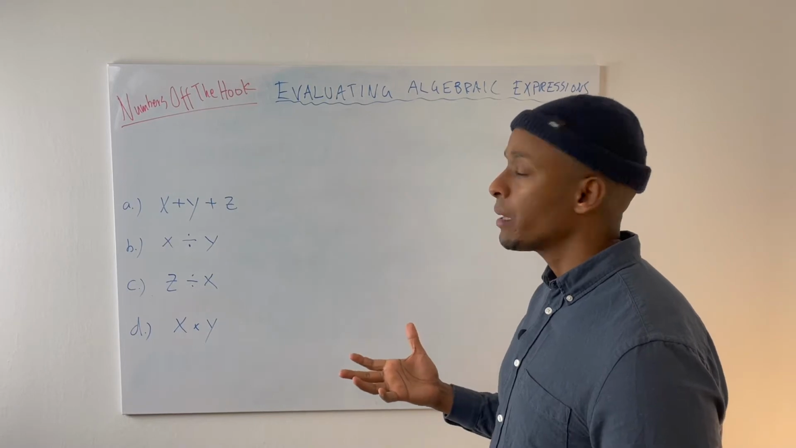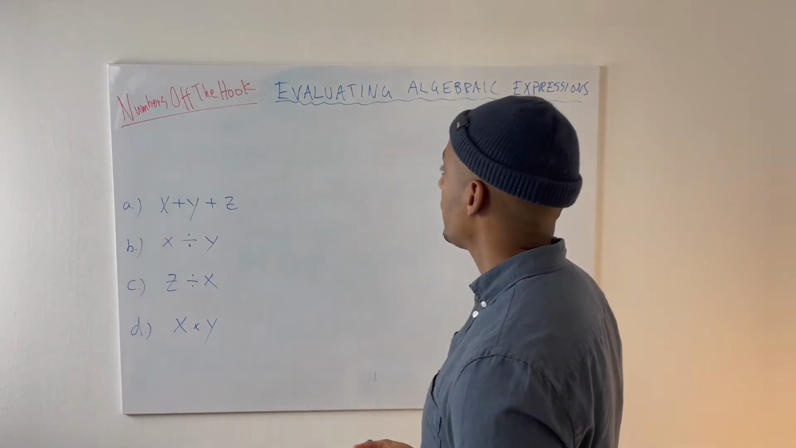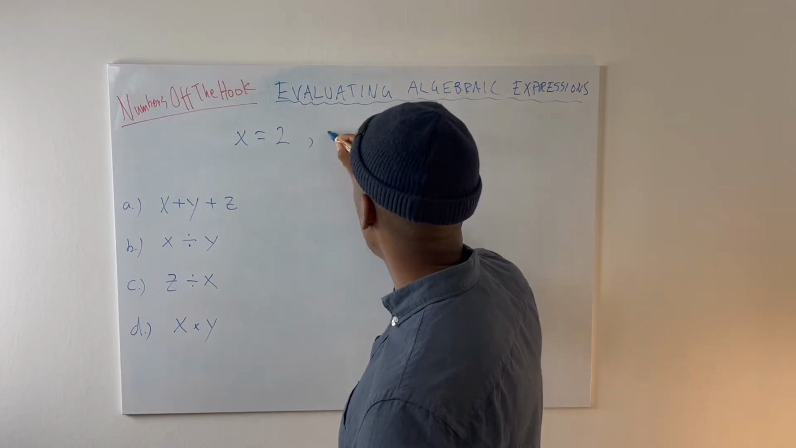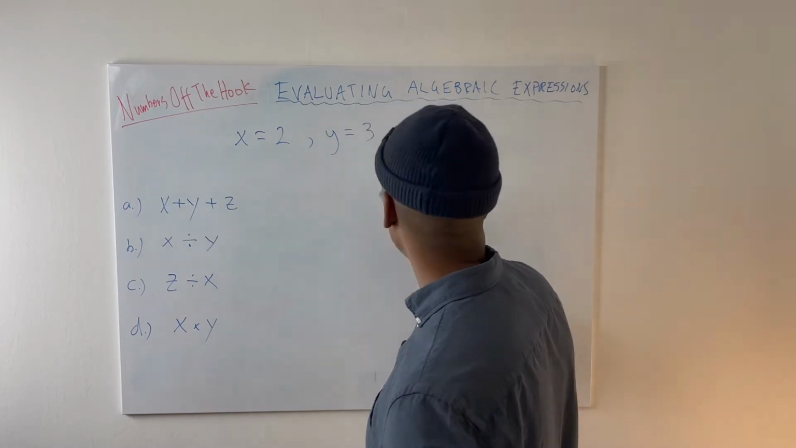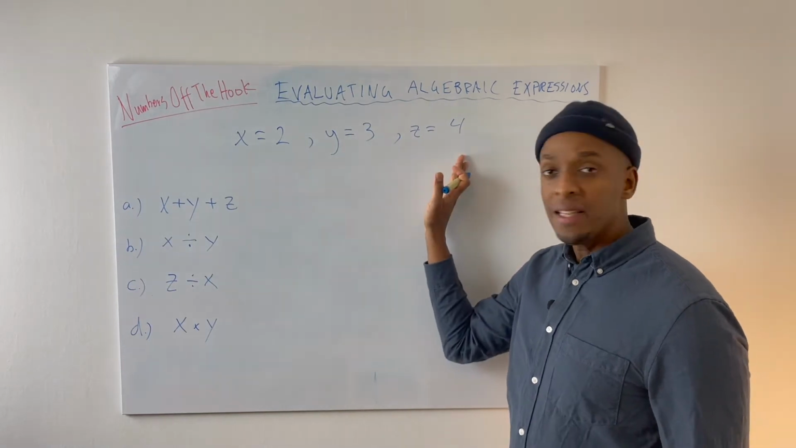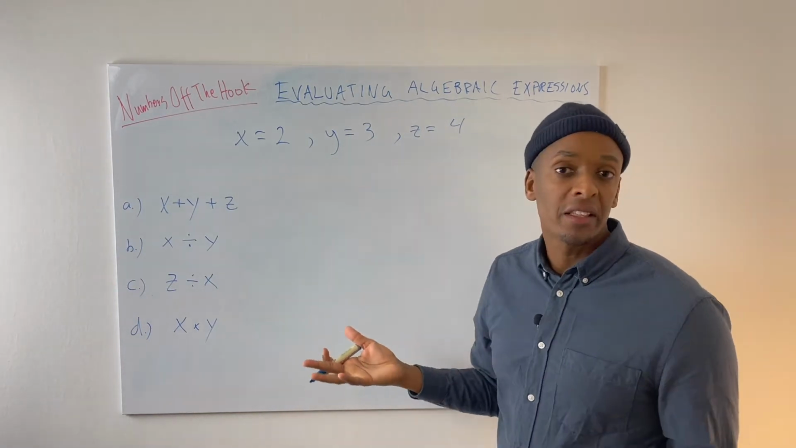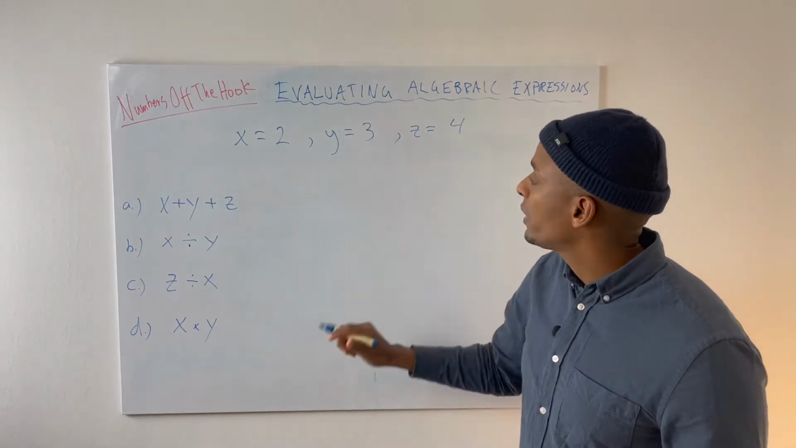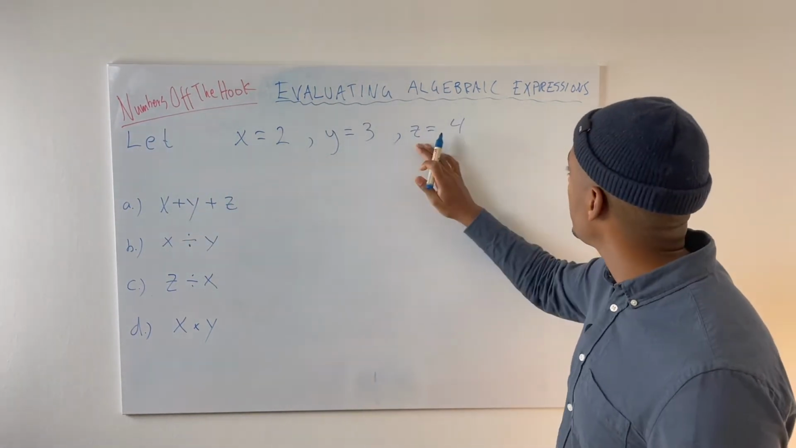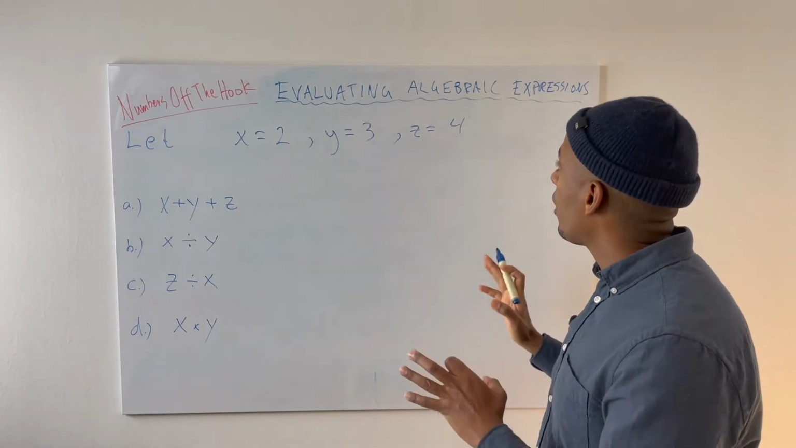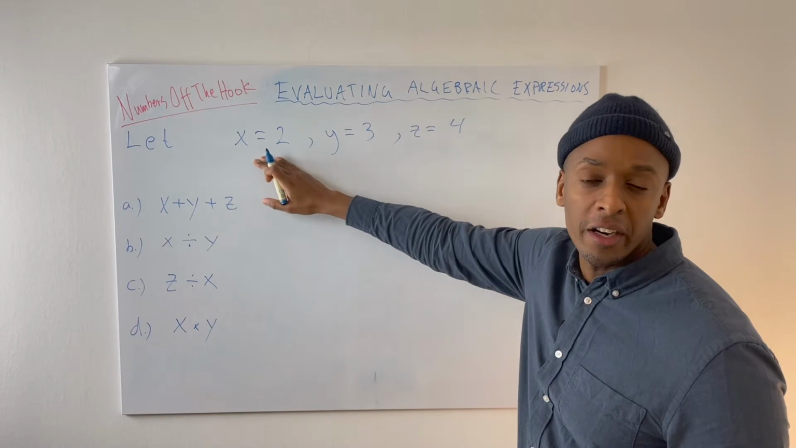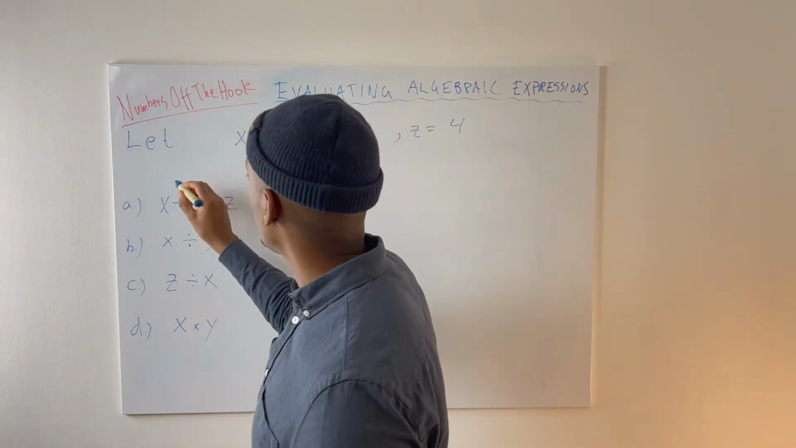So let's say somebody, a person, we don't know who it is, they just tell us that x happens to be equal to 2 and y happens to be equal to 3 and z happens to be equal to 4. We don't know why this happened, we just know this is something that somebody told us, okay? In mathematics, we like to write something like let x be equal to 2, let y be equal to 3, let z be equal to 4. Then what we're going to do now is we're going to evaluate these algebraic expressions given these values for these variables. Okay? So we're going to evaluate.